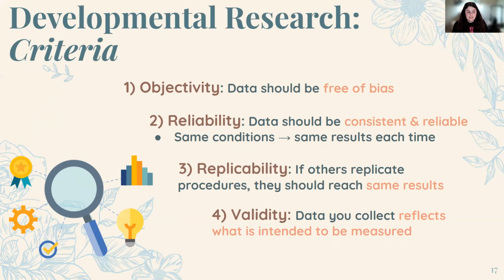Next is reliability. This is the idea that data should be consistent and reliable. We should get the same results each time we're collecting data under the same sets of conditions. So descriptions of observers' results should be in agreement with each other. That's reliability. That's our next criterion that we aim for in research.